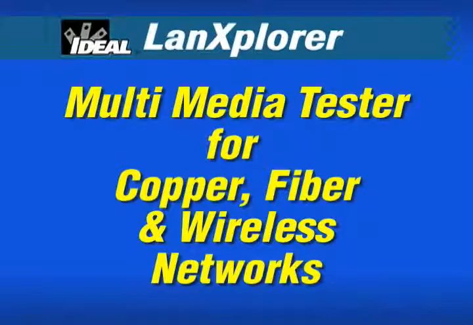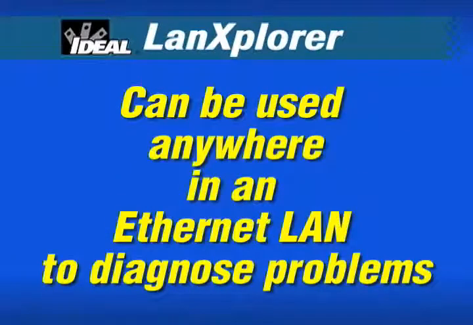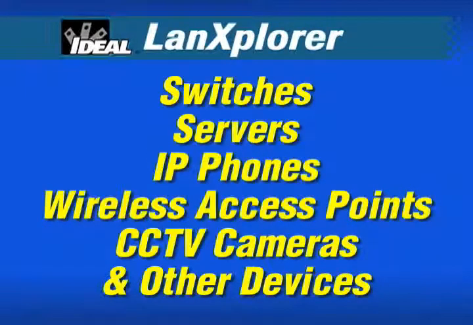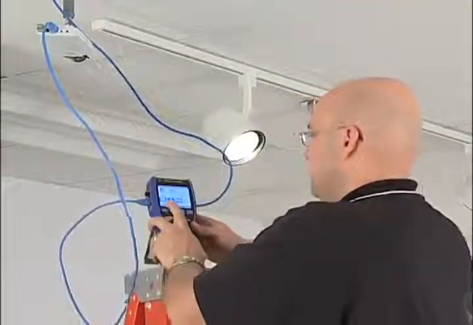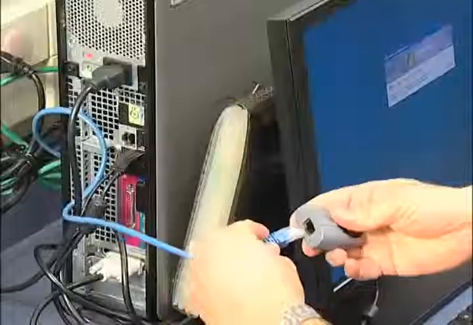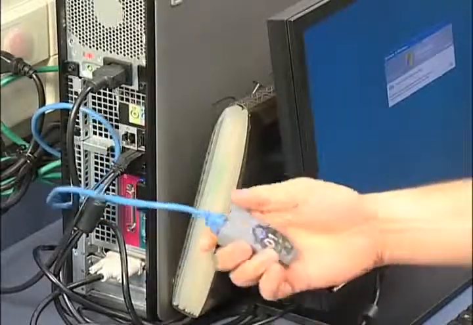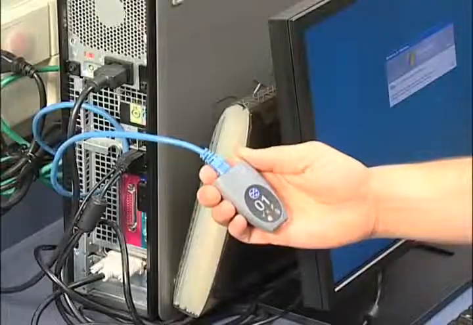The LanXPLORER Pro is a true multimedia tester for copper, fiber, and wireless networks. Its full Gigabit capability allows it to be used anywhere in an Ethernet LAN to diagnose problems with switches, servers, IP phones, wireless access points, CCTV cameras, and any other Ethernet-enabled device. The LanXPLORER has excellent passive cable test functions for wire mapping and cable tracing, because 70 to 80% of network faults stem from cabling issues.